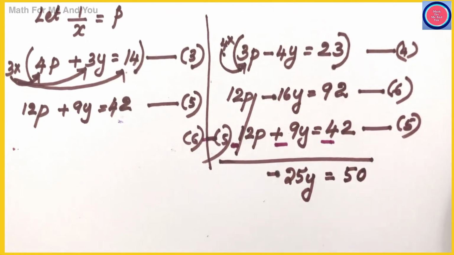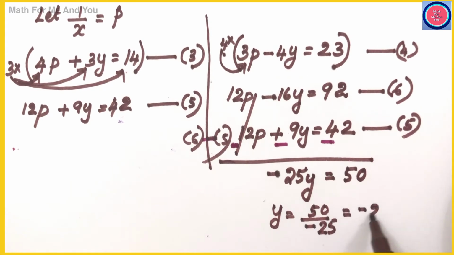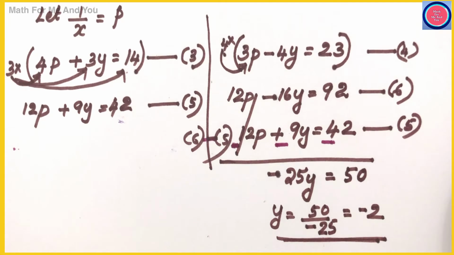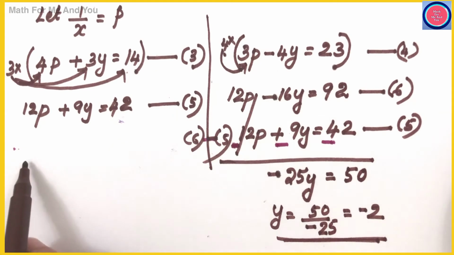Minus 25y equals 50. How to get the value of y? Divide 50 over minus 25. Positive divided by negative is negative, and then we get 2. 50 over 25 is 2. Minus 2. Y equals minus 2. Using the value of y, we can find what is p first. After that, we can find what is x. Okay, let's start.